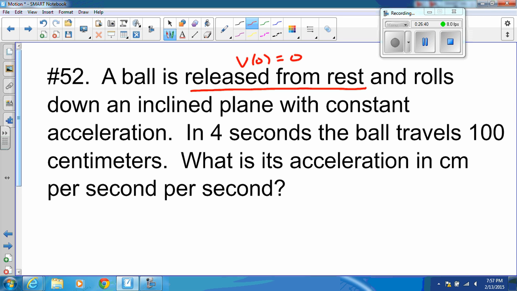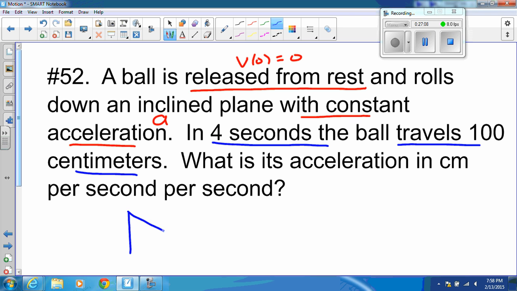Well, what do we know here? Here, we're told that the ball is released from rest. This tells us that when time is 0, when the problem starts, the velocity is 0 also. Second of all, we're told that it rolls with constant acceleration. They don't tell us what number that acceleration is, so we're going to call it something like a. We know that it is a constant, however, and that's going to be very helpful to us. And then finally, we're told that in 4 seconds, the ball travels 100 centimeters.